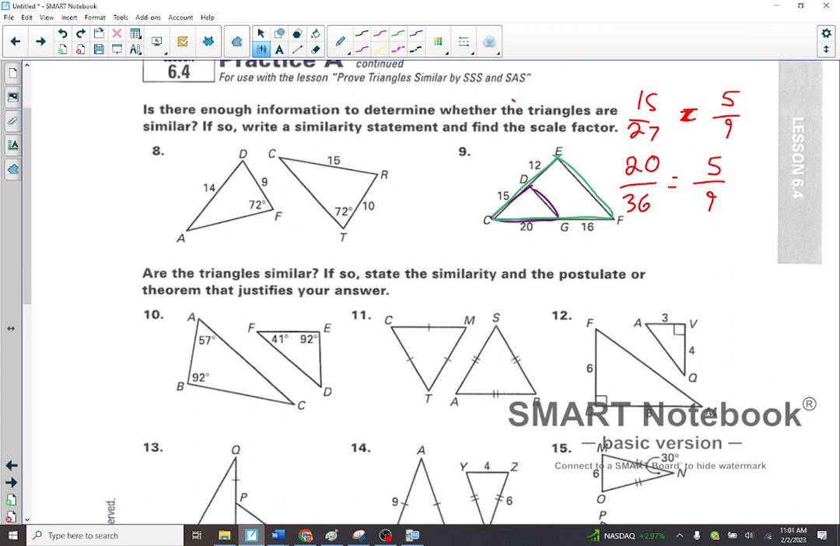They do match, but do we have enough information? Do we only have 2 sides? We do have enough information because this angle C is the same as angle C because of the reflexive property. So the answer here is side angle side.